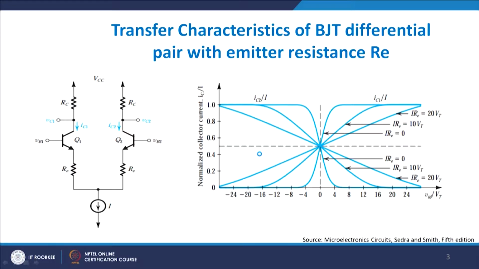Well, the methodology which people adopted was that they inserted a resistance Re in series to the emitter region. And if you plot therefore the graph between IC by I, which is basically collector current normalized with respect to total current, versus VID by Vt, the same graph as above, you see as the Re value becomes larger, right. So, this is for various values of Re. This is the value with Re equals to 0, right. This is with a certain value of Re such that I into Re is 10 times Vt, and this is with the value I into Re equals to 20 times Vt.